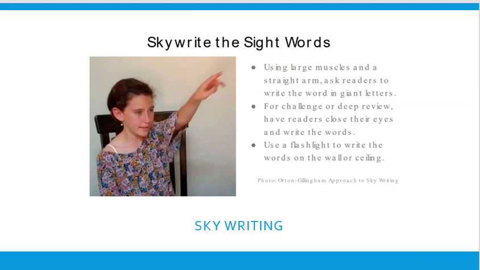Another example of an activity you can use after having instructed students to recognize words and built word walls or personal word walls with the words that you've taught could be to have students use their large muscles and a straight arm to write the word from the word wall in giant letters. This is sometimes referred to as skywriting. An add-on activity here may include having students do this with their eyes closed, or have them use a handheld flashlight, or a finger flashlight to write the word on the wall or the ceiling.